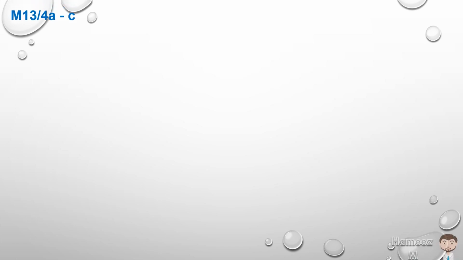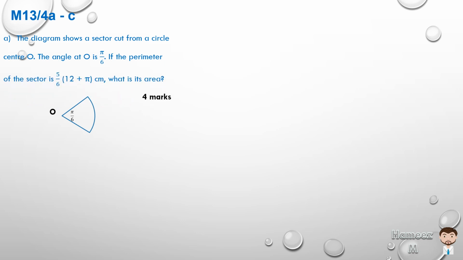May 2013, number 4a. The diagram shows a sector cut from a circle, center O. The angle at O is pi over 6, which clearly means that it is in radians. And if you wanted to convert it to degrees, pi is equal to 180 degrees divided by 6, so it's indicating that it's 30 degrees. So the angle at O is pi on 6. If the perimeter of the sector is 5 on 6 times 12 plus pi centimeters, what is its area?